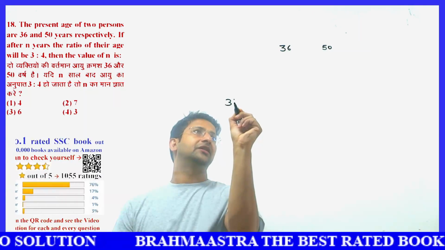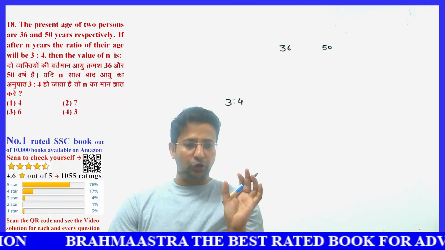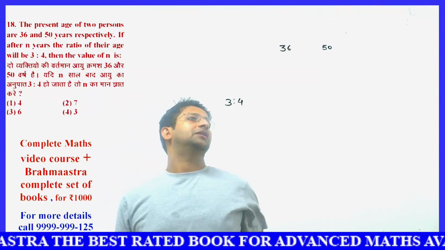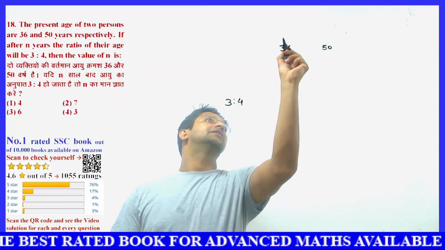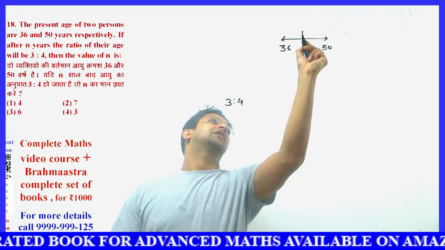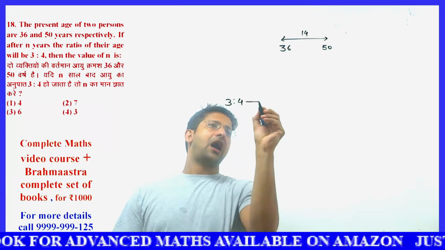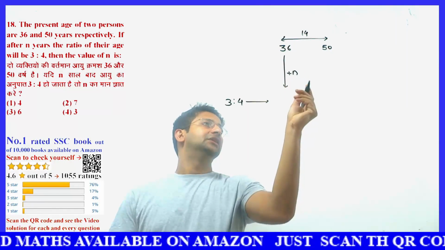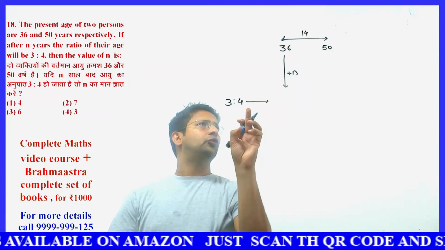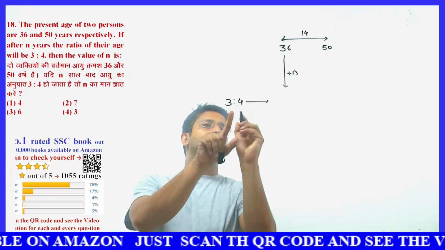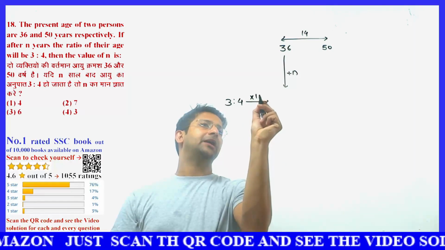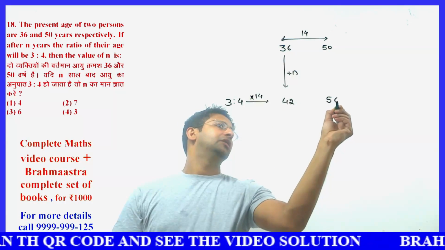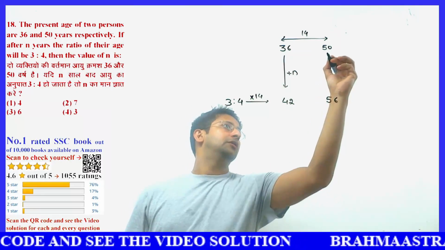See, dear students, I don't want you to get involved in the complexities of the calculation. Just make it very easy. This is right now. This gap is 14. After n years, if this ratio becomes 3:4, let's multiply it by 14. Once I multiply it by 14, this becomes 42, and this becomes 56. See the beauty now.